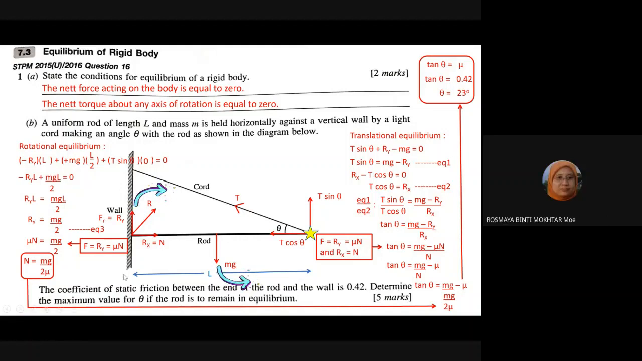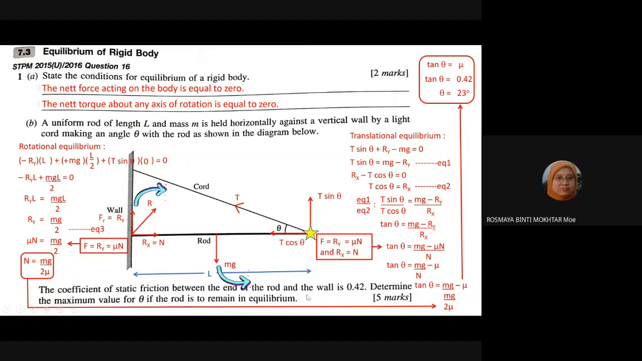So who else just now? Teacher, for example, we assume the mg place as a fixed point, so mg becomes mg times 0. So the T sin theta will be L over 2. Then the negative Ry will be L over 2. But we didn't choose the middle here because we don't know T. T is not given. So that's why we choose this point here, because we don't know two variables. Okay, thank you, teacher.